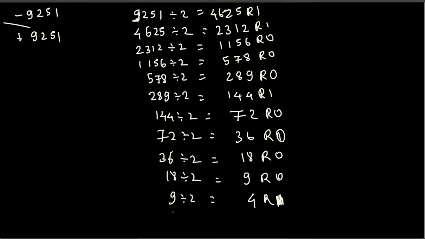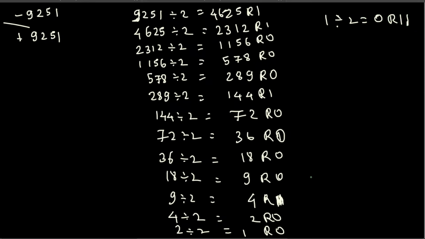And then 4 divided by 2, that is 2, and the remainder is 0. 2 divided by 2, that is 1, and the remainder is 0. 1 divided by 2, that is 0, and the remainder is 1. So we go from bottom to top here.